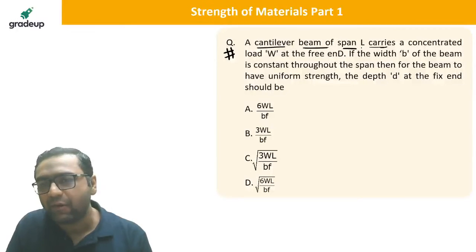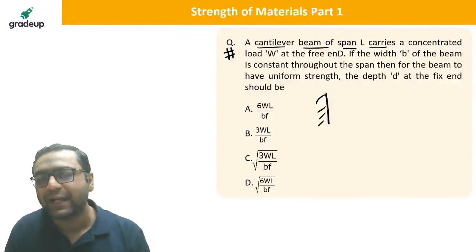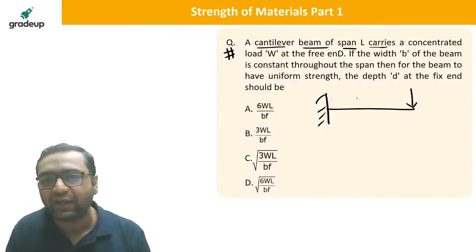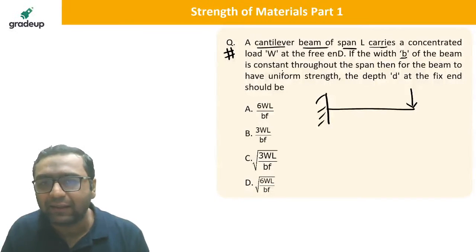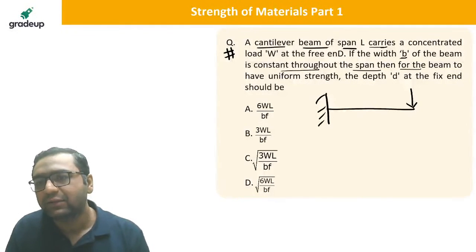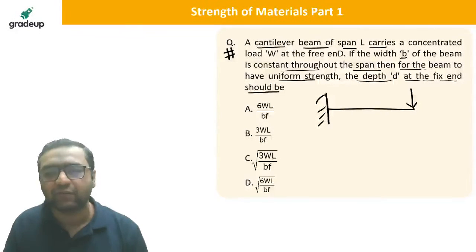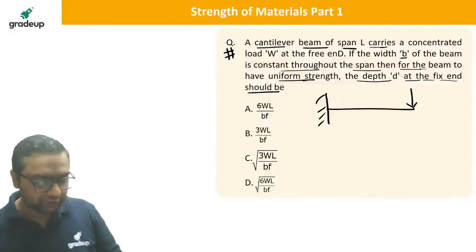A cantilever beam of span L carries a concentrated load W at the free end. This is a cantilever beam. There is a load W at the free end. If the width of the beam is B and is constant throughout the span, then for the beam to have uniform strength, the depth at the fixed end should be equal to. Yes, this is the question.